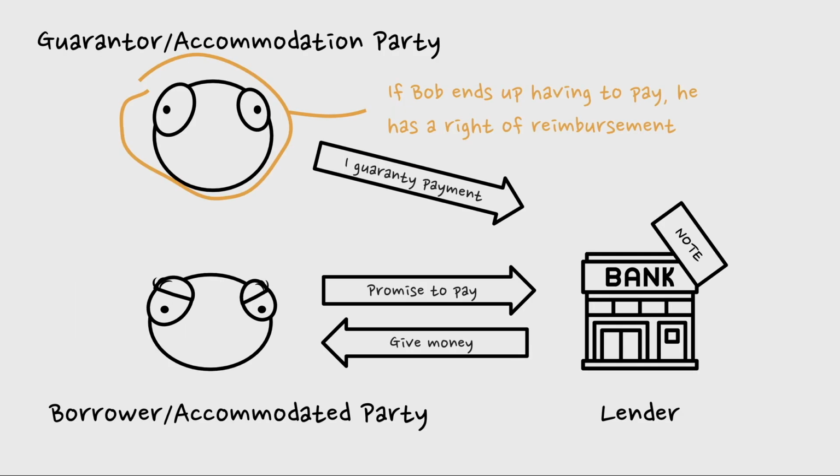So let's talk about one of the rights that an accommodation party has, which is called the right of reimbursement. So if the accommodation party ends up having to pay, so let's say there's no words of limitation here. He's guaranteeing payment of the obligation. If he ends up having to pay, then he has a right of reimbursement from Barb. Now, keep in mind, if Barb's not able to pay, then it may not be worth much to have a right of reimbursement, because if she is struggling financially to the point that she can't pay back this loan, then it's super unlikely she's going to be able to reimburse Bob anyhow. But there is the right that's there.